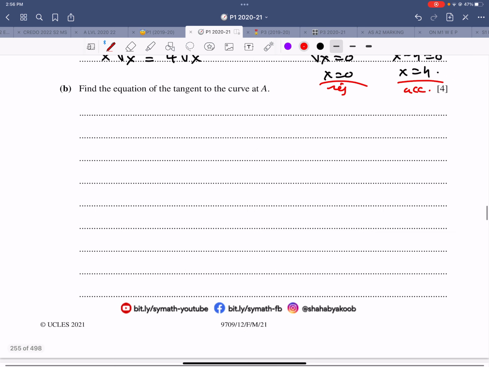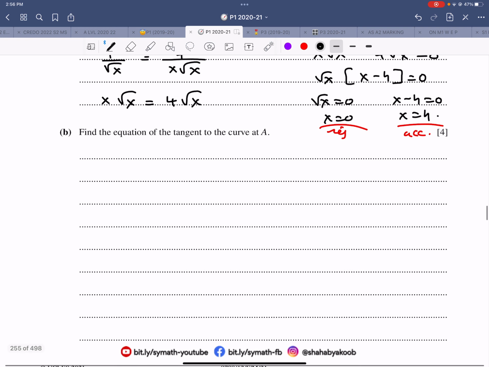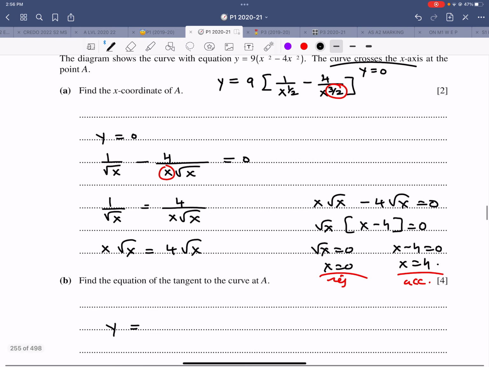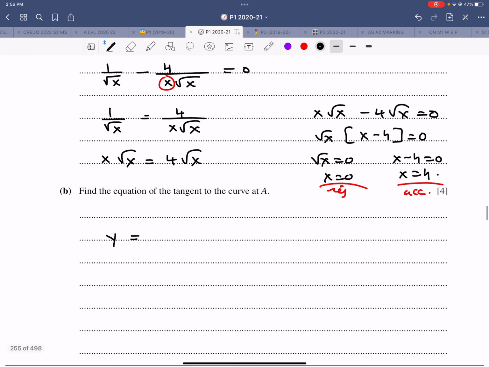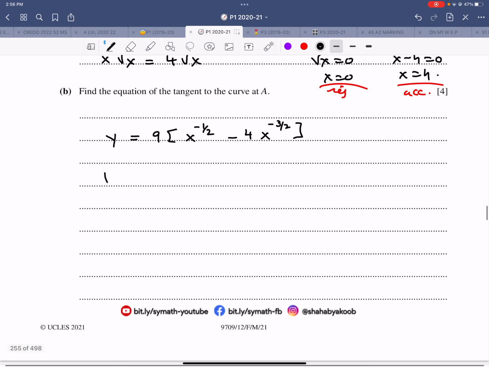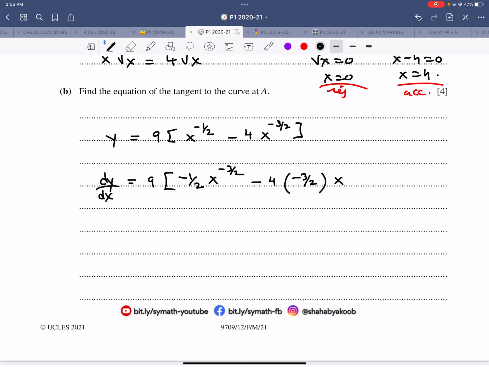Second part. Find the equation of the tangent to the curve at A, that is differentiation. Y equals, now you need the indices format. That is 9 x raised to power of minus half minus 4 x raised to power of minus 3 over 2. I'll just do a bit of differentiation. Dy by dx, 9 as it is, minus half x raised to minus 3 over 2. In differentiation, it reduces by 1, correct? Minus 4 times minus 3 over 2 x raised to power of minus 5 over 2.